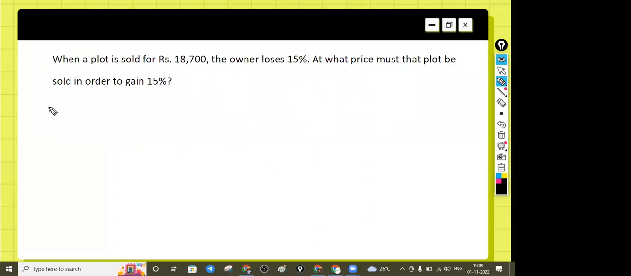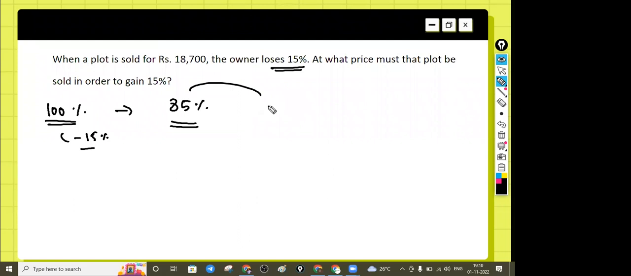Whatever money you are investing in a business is 100%. And you are making a loss of 15%, meaning you are getting only how much? 85%. 15% less. So you're getting only 85%. When you are getting 85%, that 85% money is 18,700. And the question is, at what price the plot must be sold to gain 15%? Meaning that instead of 100%, I have to get 115%.